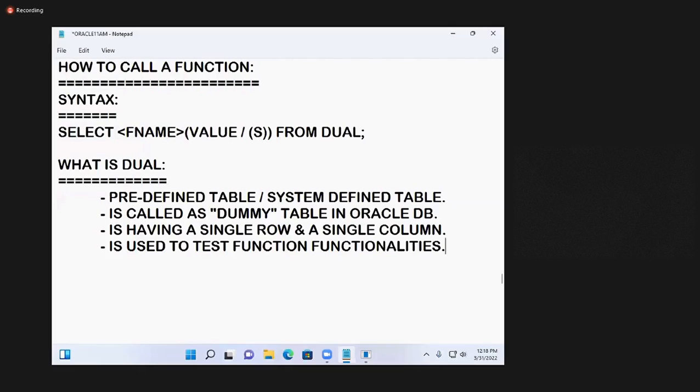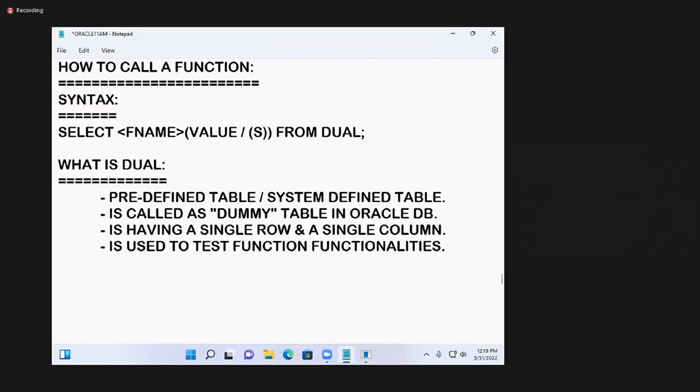So whenever you need to test functionalities, what does functionalities mean? Functionalities means how it is working. Which way it is working, internally how it is working, how it is returning a value. This is called functionalities. For a product, functionalities means what we test is how the product is working.